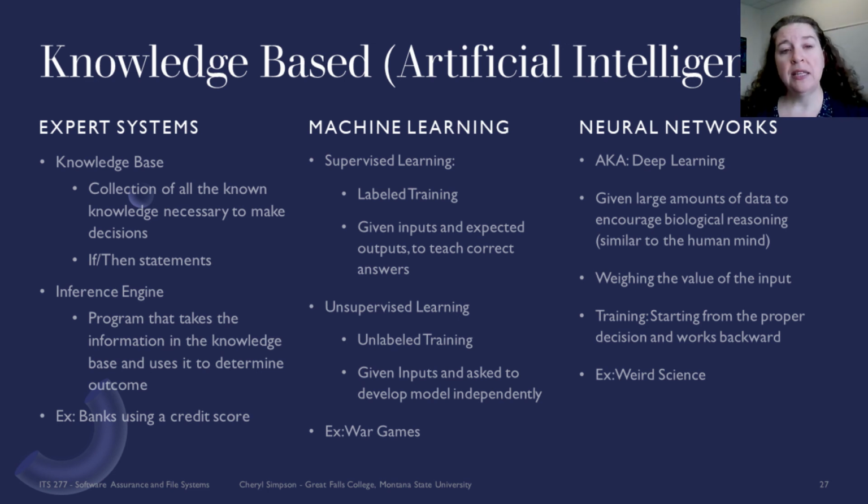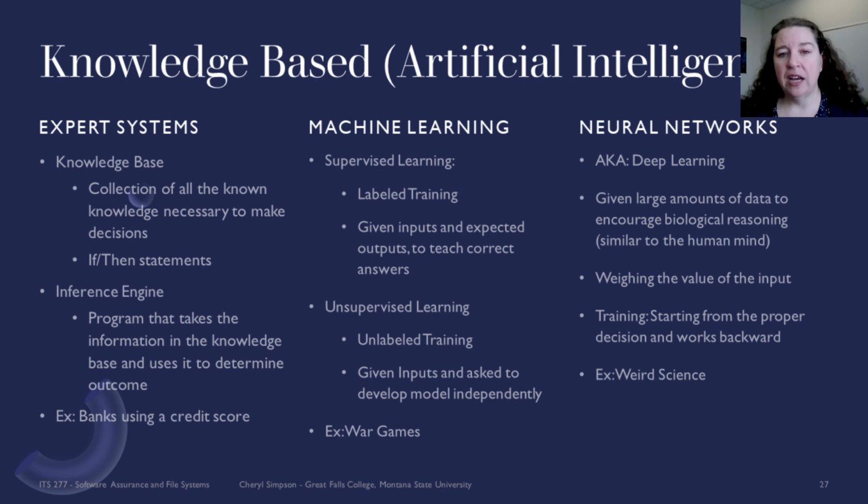Now, that doesn't mean that the knowledge you gave it wasn't biased. It's going to take that information. So the basis of an expert system is all based on that knowledge base. What is the collection of known knowledge that is used to make those decisions? That information is considered an expert system.